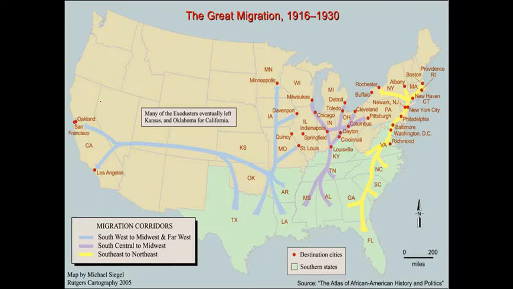Last part of our video, the Great Migration, 1910 to 1930. This is the migration of black Americans out of the South, out of the agricultural-based South, and into the North. And now today, you'll notice they go to mainly cities. Why are they going to cities? Because that's where the jobs are.